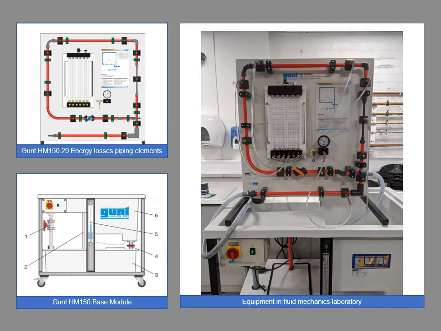So you can see the apparatus we're going to use in the fluids lab. On the left hand side we have a diagram of the Gunt HM 150.29 energy losses in piping elements rig, and that sits on top of a Gunt HM 150 base module. On the right hand side we can see the experiment set up in the fluids laboratory, and we can see the apparatus is set up with all the inlet and outlet hoses connected, and in this case we have the annulars connected to the manometer bank to allow us to measure differential pressure.